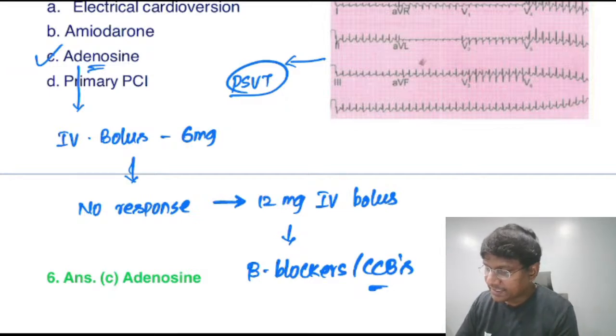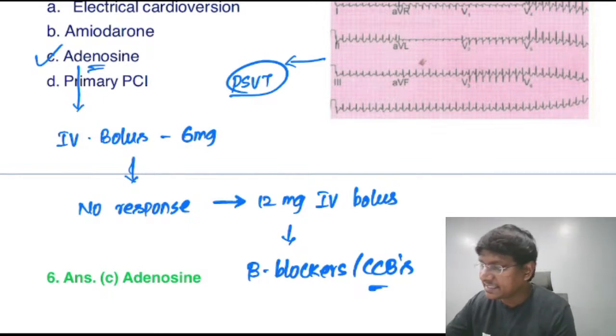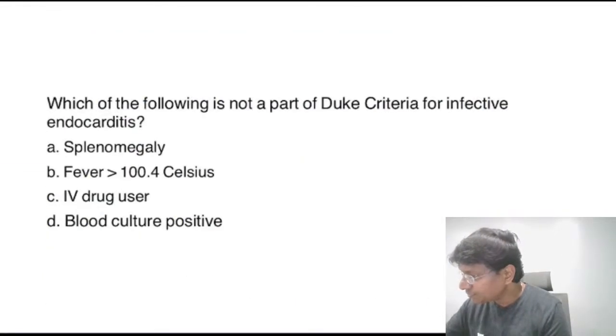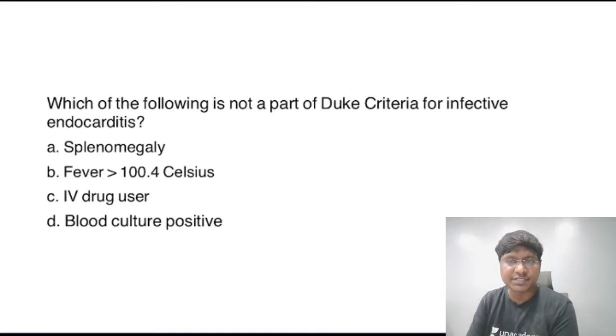Yes, if the patient is hemodynamically unstable with PSVT, definitely the first line treatment will be DC cardioversion. Now we'll move on to the next question. Which of the following is not a part of the Duke's criteria for infective endocarditis?